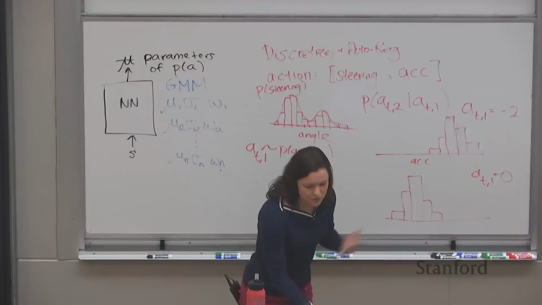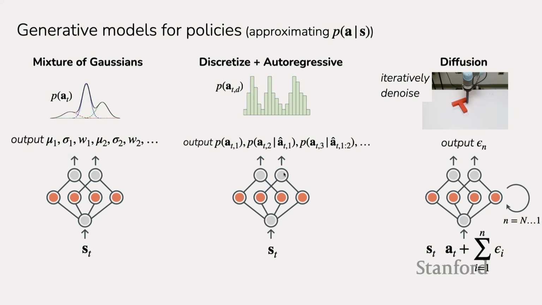Cool. So this is a visualization of this discretized case where we're outputting the first dimension, the second dimension given the first dimension, the third dimension given the first two dimensions of the action, and so forth. And this is very scalable. It allows you to handle fairly long sequences of actions, similar to language models.